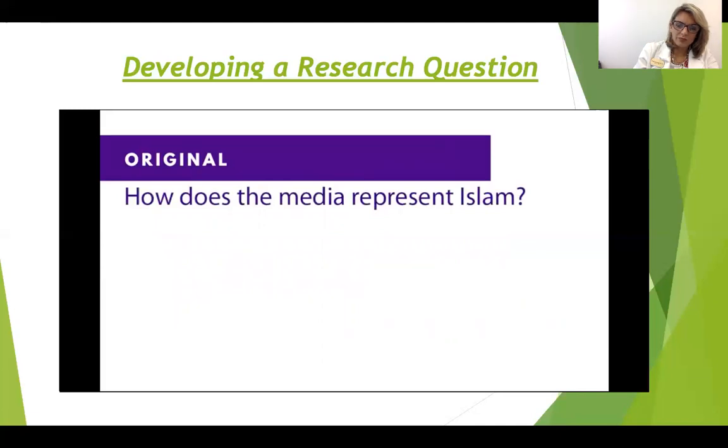It's focused on one issue, which is good and requires some analysis. But it's not a good question because it's not specific enough. It should be clear who, what, where, and when it's talking about. For example, media could be newspapers, TV, music, videos, or advertising.